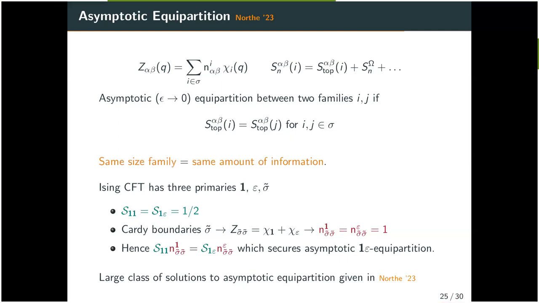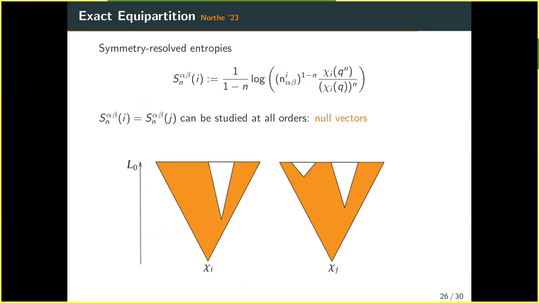Basically, when they have the same size, they have the same amount of information. Mathematically arriving at the statement is a bit more intricate, but you would have expected this, right? Entropy counts states, so you just see how many states there are. So that's it. Okay, I'm not going to go over that example.